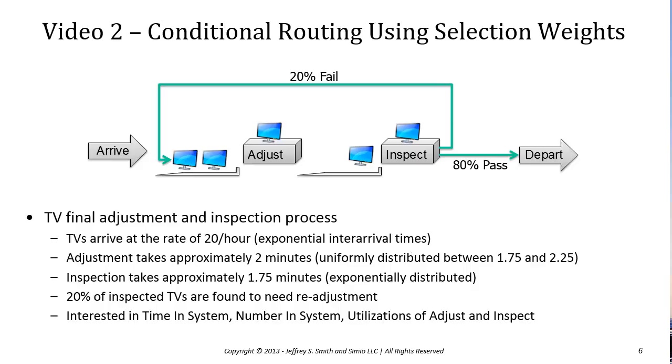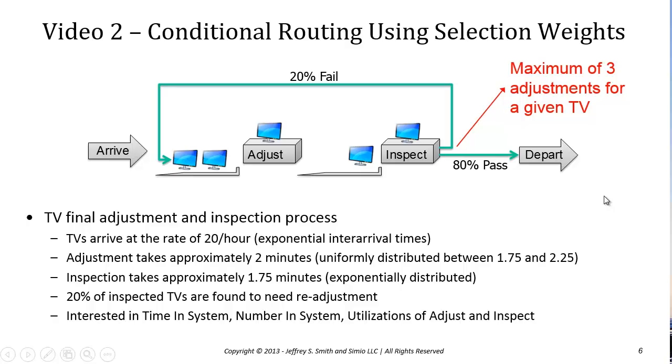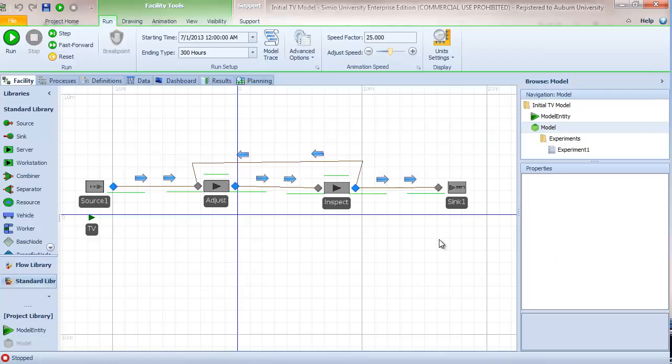In particular, what we want to consider is the case where any given TV can go through a maximum of 3 adjustments. If the TV is adjusted for the 4th time or fails inspection after the 3rd adjustment, then we want to remove the TV from the system and reject it. So we will start with the model that we ended with in the previous video.